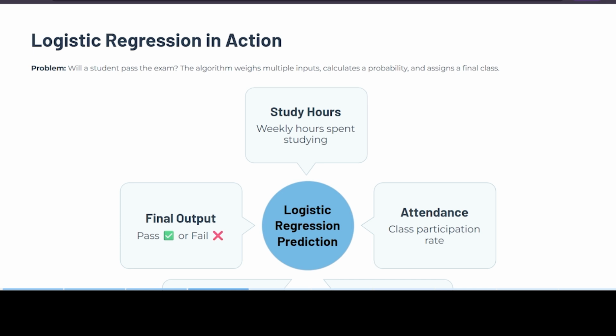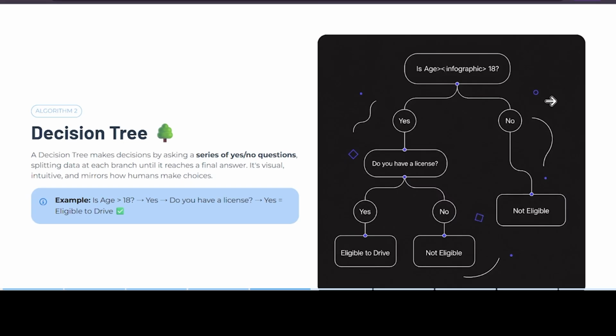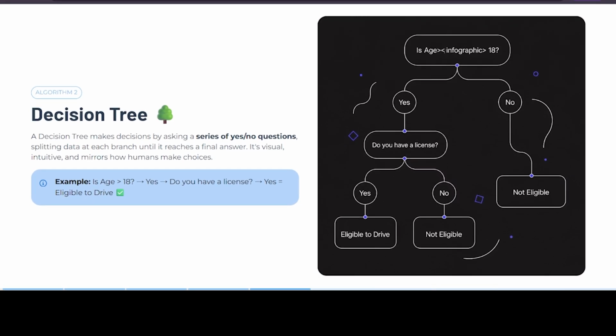Okay, next we are going to see decision tree. We already saw this concept. Decision tree is one of my personal favorites because it thinks almost like a human, right?